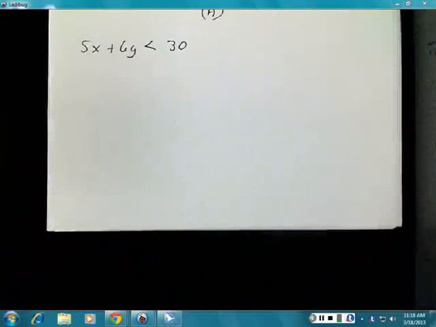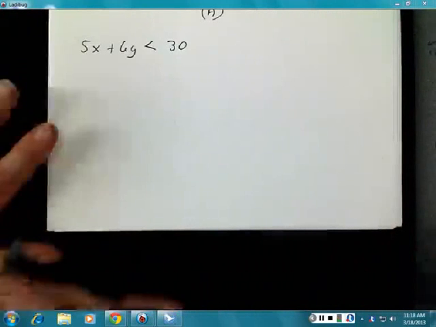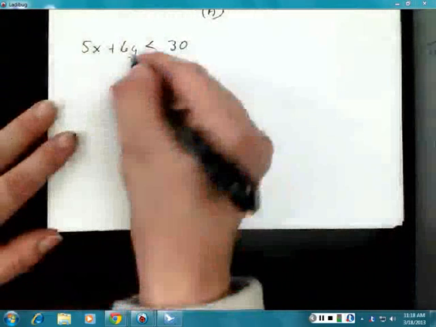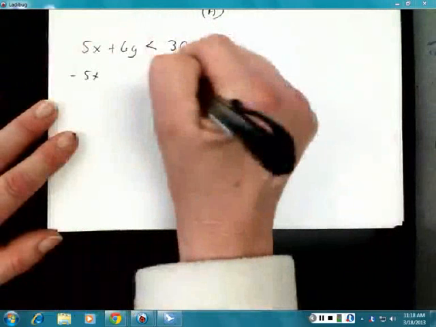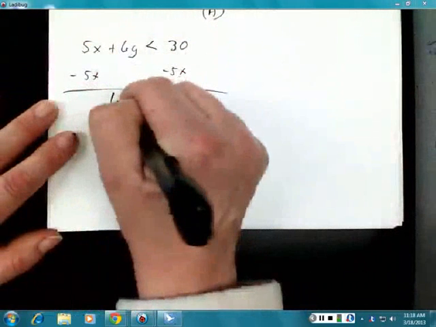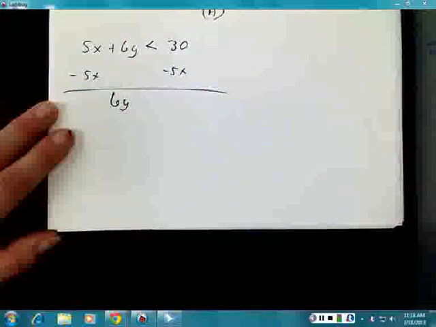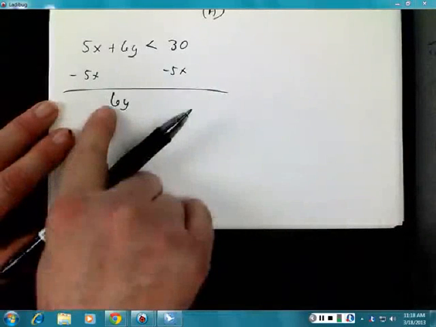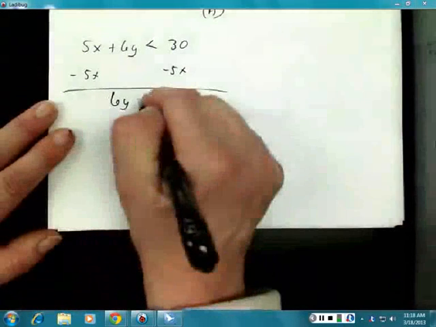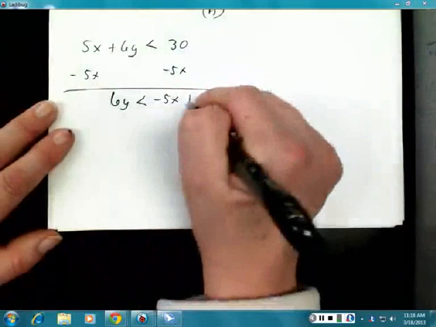So it's not in my slope-intercept form. Everybody knows that? Because y is not by itself. Okay. So since it's not, how do I get it by itself? Well, I'm going to subtract 5x. I don't have to flip any signs because I'm not dividing by a negative, but if that were negative, then I'd have to flip signs.